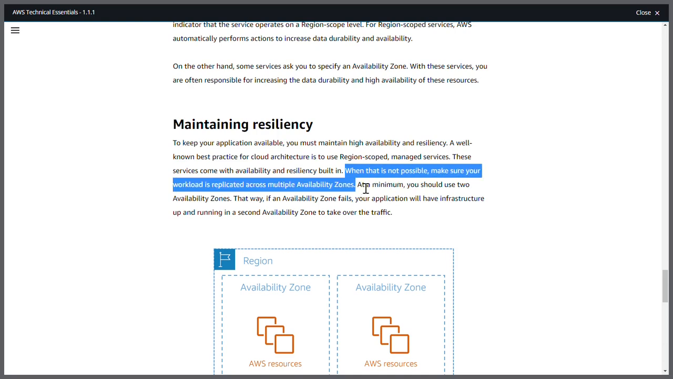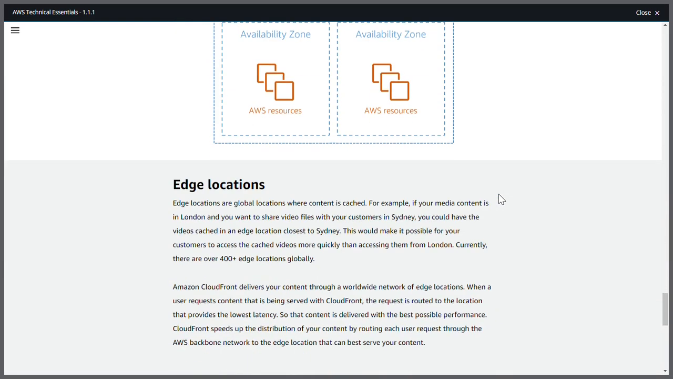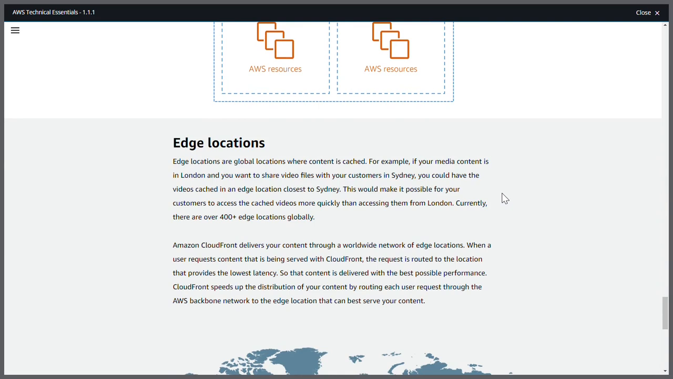That is, you need to replicate across multiple AZs. At a minimum, you should choose two AZs. That way, if an AZ fails, your application will have infrastructure up and running in a second AZ to take over the traffic. Alright, next up in the AWS infrastructure setup is edge location.